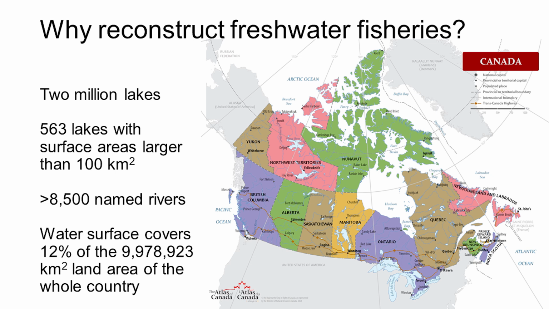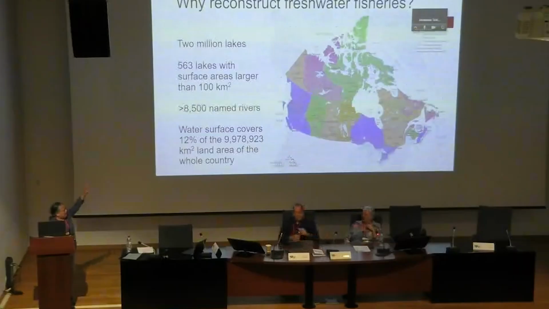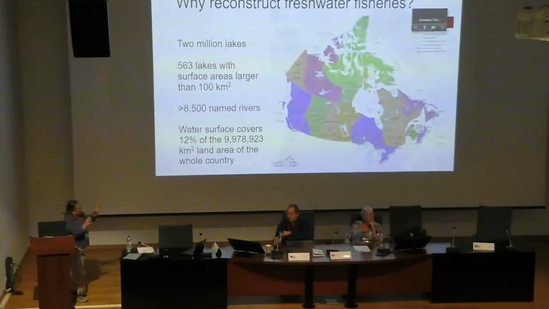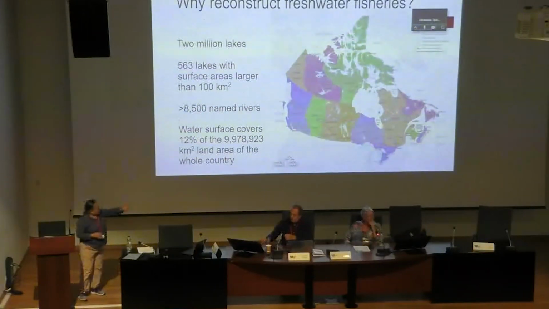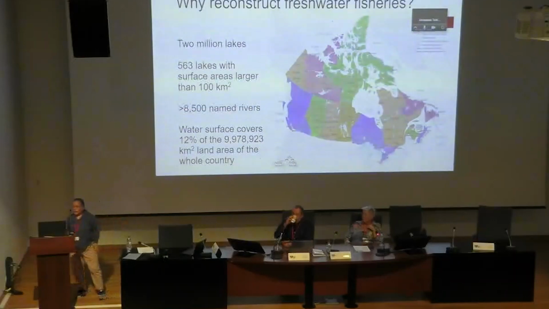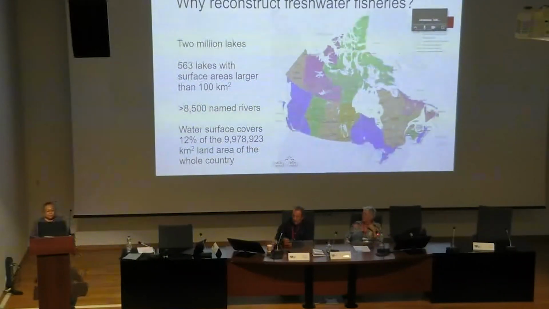The longest river is that river over there in the Northwest Territories, called the Mackenzie River, and that's Canada's longest river. It has a length of 4,241 kilometers, and it flows into the Beaufort Sea. The biggest lake area, which is shared with the U.S., is the Great Lakes area.